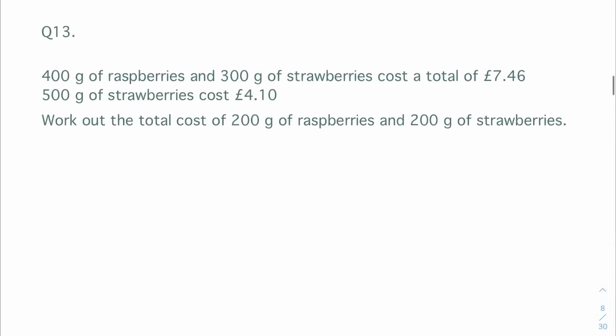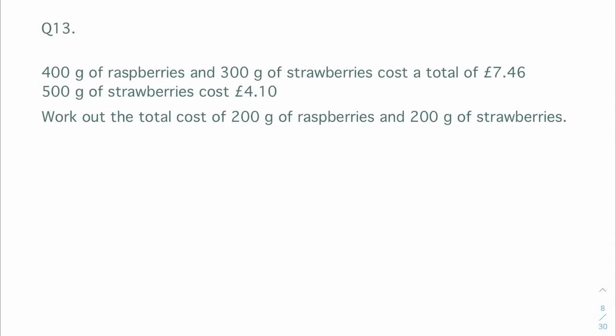So question 13, we've got 400 grams of raspberries and 300 grams of strawberries cost £7.46, and then 500 grams of strawberries cost £4.10. Work out the total cost of 200 grams of raspberries and 200 grams of strawberries.